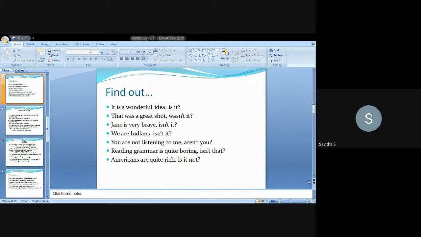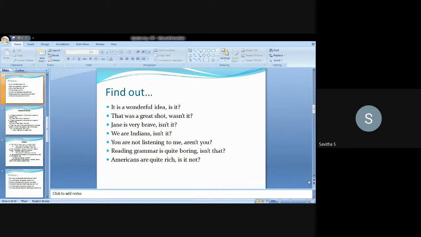Look at the third sentence. Jane is very brave, isn't it? Here, it does not carry an appropriate tag question. See, in this statement, it is Jane who is the subject of the sentence. Since Jane is a feminine noun, it should be replaced by a feminine personal pronoun, she, and not it. So, the sentence should be written as, Jane is very brave, isn't she?